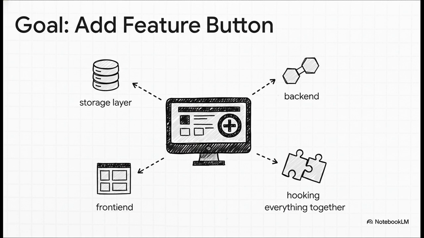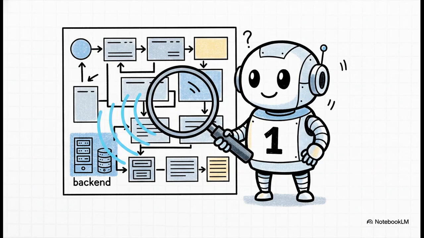It's got to touch the database, the back-end APIs, and the front-end UI. This is exactly the kind of task that normally has you context switching like crazy, right? You're jumping between your database client, your back-end code, your front-end code, your deployment tools. It's a mess.